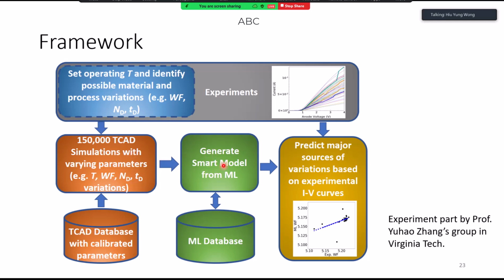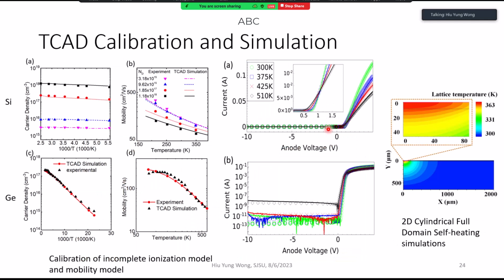And then we generate the machine model. Then we feed in the experimental data. Remember, we use simulation data to generate the model and then use experimental data to test this model. So let's see what happened. The first thing, I just want to tell you that we calibrated it very well. We take all the physics into account. First, we calibrate the fundamental model, what we call the incomplete ionization model, to the literature. And then we calibrate the device to some of the experimental data. You see it has very good temperature dependence and leakage.